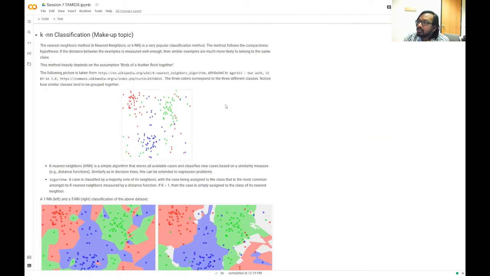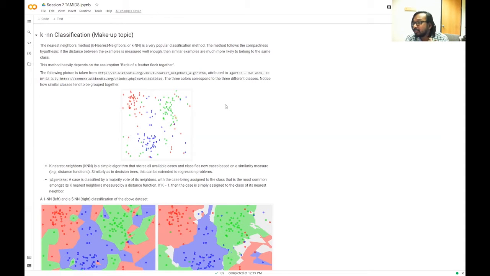Now, suppose k equal to 1. In that case, it's simple. You find the training data point that is nearest to the test data point, and whatever the label of that training data point is, you assign it to the test data point, and that becomes your predicted label.